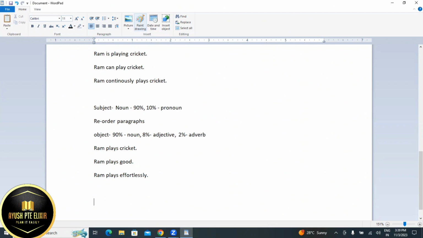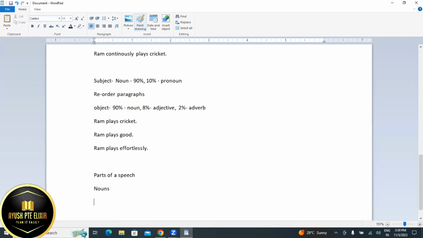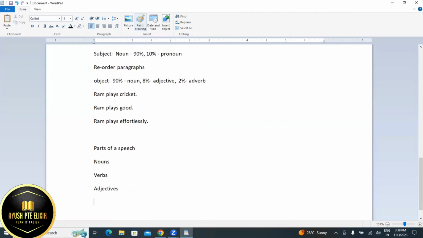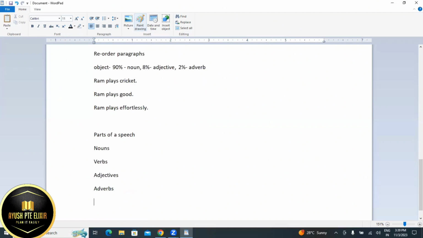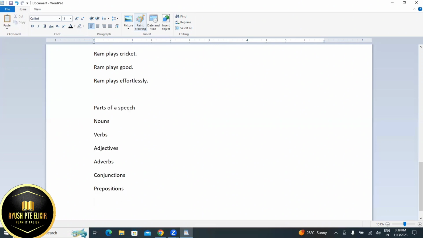And then the next trick that I'll be letting you know is about the parts of speech, which is very important in order to do your reading blanks. You can also say dictations as well. There are nouns, verbs, adjectives, adverbs, conjunctions, and prepositions that come mostly.